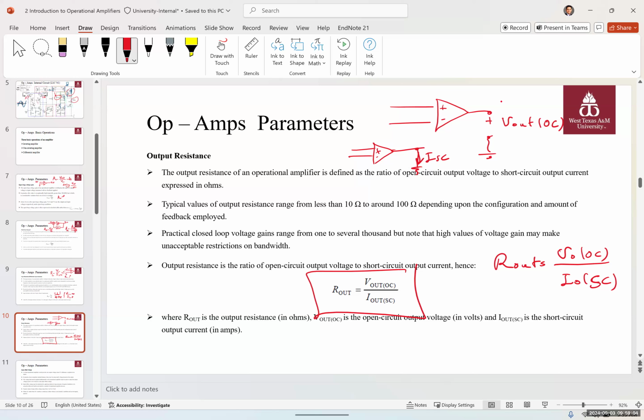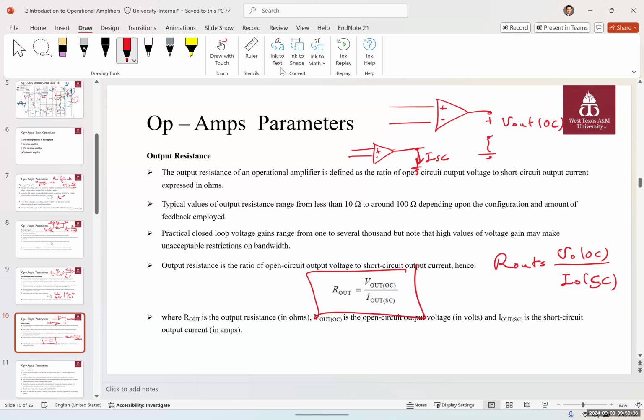In amplifiers in general, we like to always have high input resistance and low output resistance. The reason that we love to have high input resistance is because we want to have minimum input current. And the reason that we want to have low output resistance is we want to have minimum loss. As we know, loss is related to the resistance. The higher output resistance that you have, you're going to have more loss in the system.